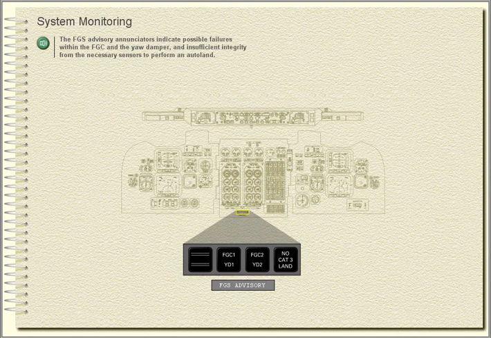System monitoring. The FGS advisory annunciators indicate possible failures within the FGC and the Yaw Damper and insufficient integrity from the necessary sensors to perform an auto-land.